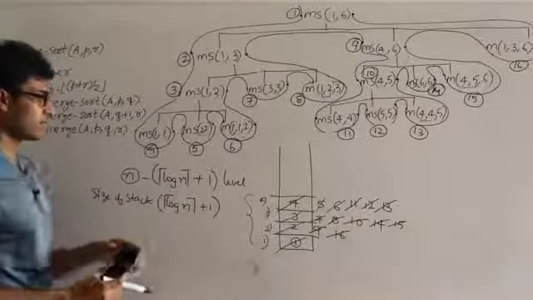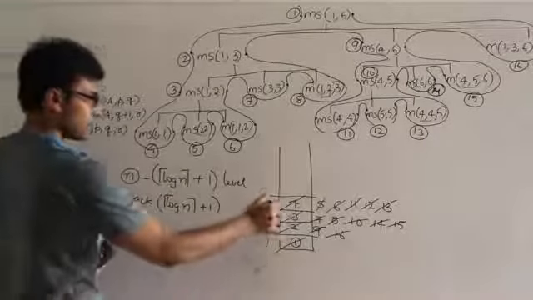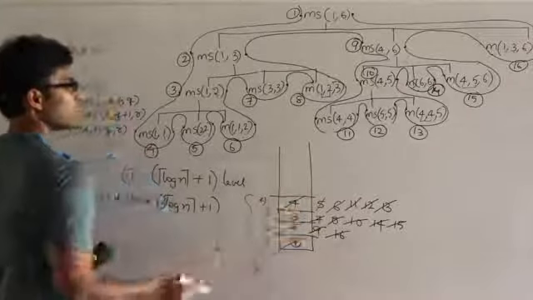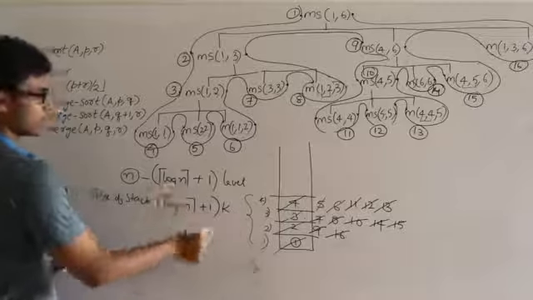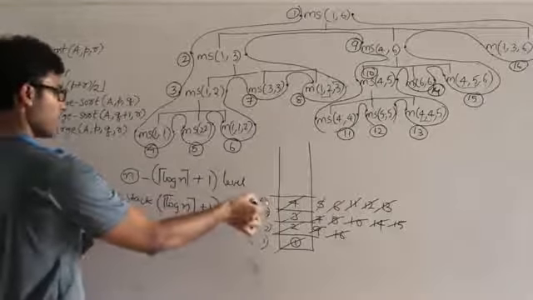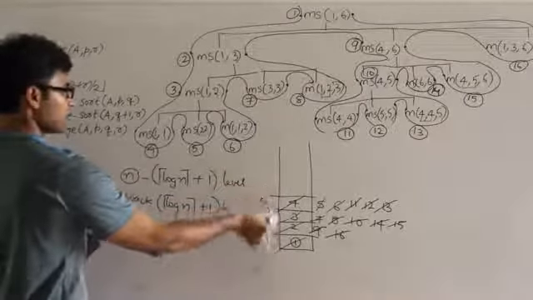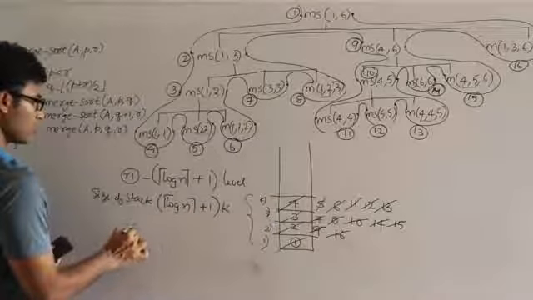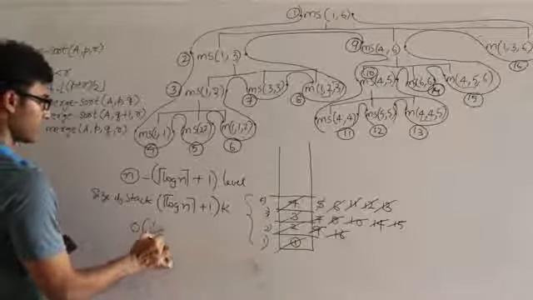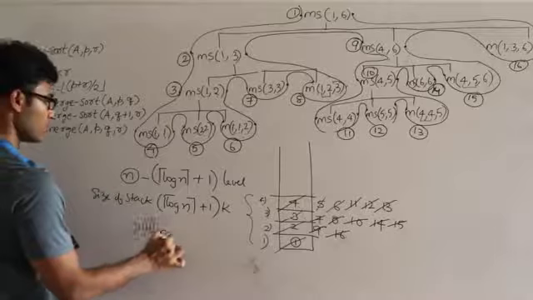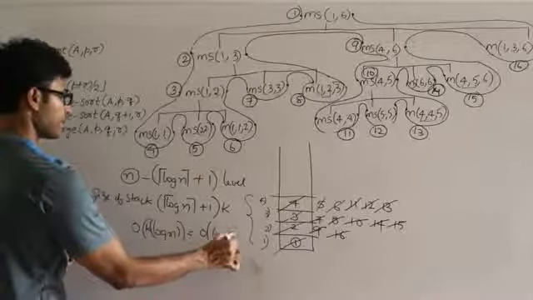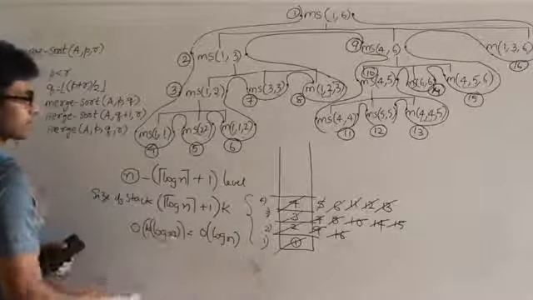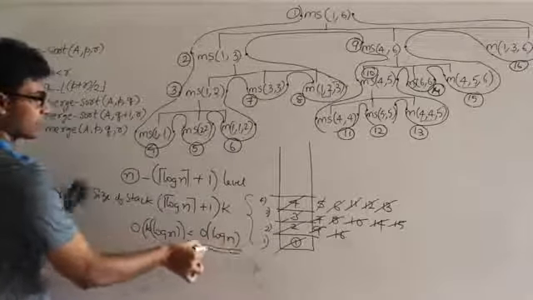This is the size of the stack required, and assuming that the stack is going to occupy a constant amount of size k, the total space complexity required in order to implement this recursion stack is order of k into log n, which is nothing but order of log n. Okay, so this is the space required for this stack in order to implement this program.